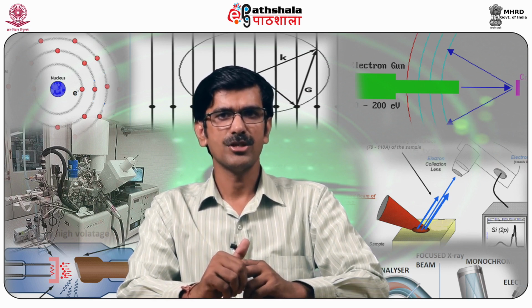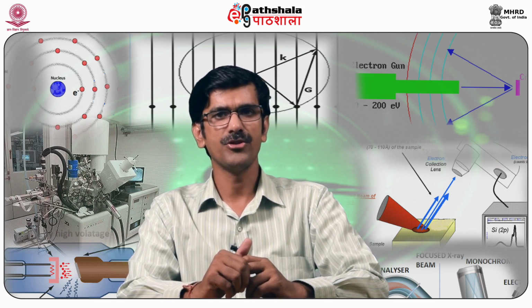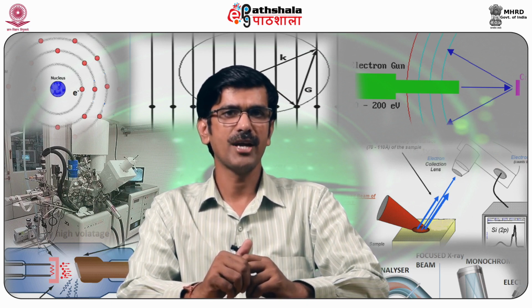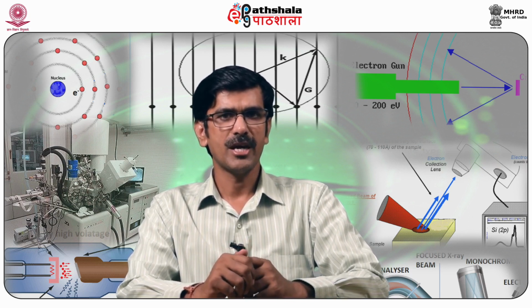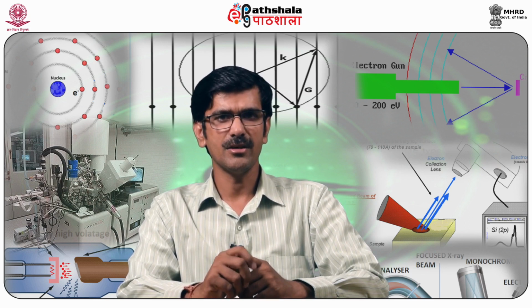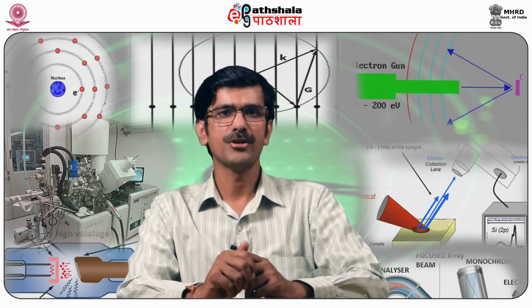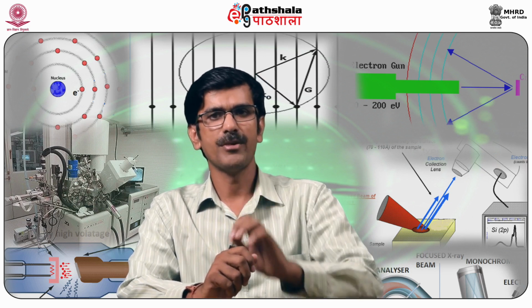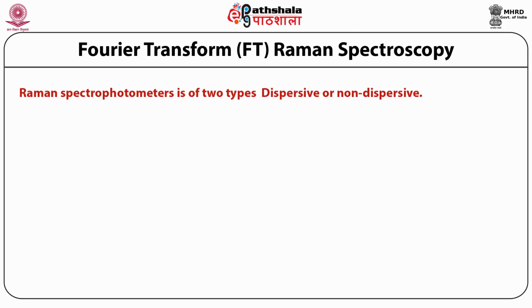The latter is also called the multiplex advantage and works on the fact that all wavelengths of light are detected concurrently. The Jacquinot advantage is the high throughput advantage of the interferometer. Also, accuracy of the wave number can be achieved in the FT spectrum. Raman spectrometers are of two types. These are dispersive and non-dispersive.